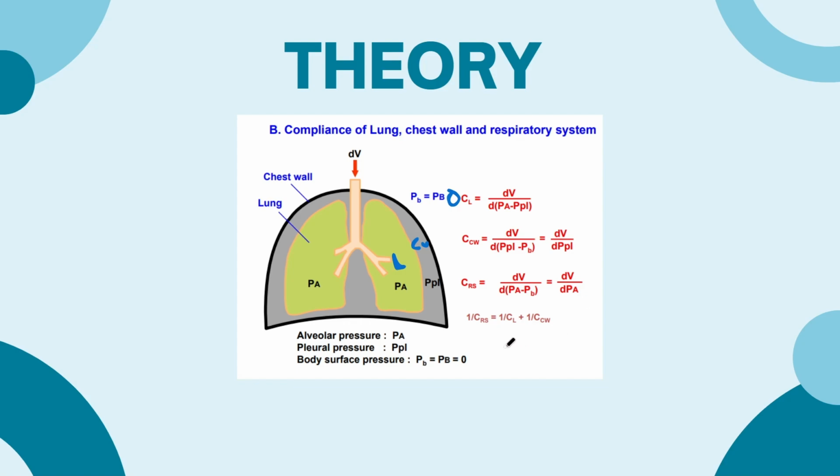Now, this leads into another thing: the reciprocal of the compliance of the parts of the respiratory system. Essentially, they add up to each other. So if you have two parts, you can find the third. If you have the reciprocal of the respiratory system, you can subtract either the lung or chest wall to find the other. And if you have the lung and chest wall, you can add them up to find the reciprocal of the respiratory system.